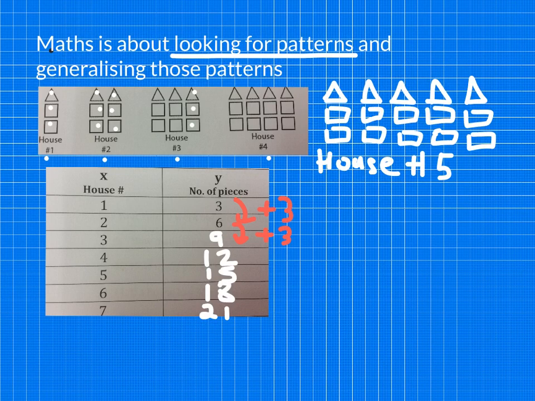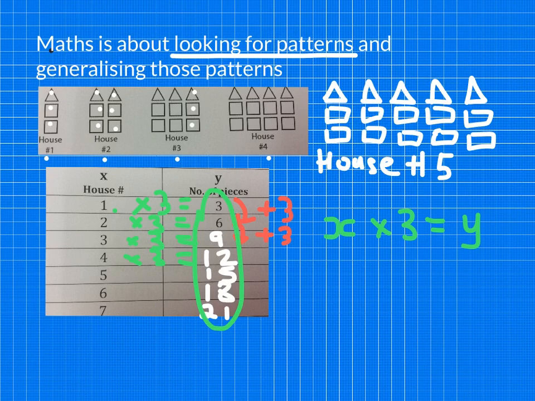We can also look at trying to find a rule which is going to take us directly from our house number to the number of pieces. House number 1, how do we get from 1 to make 3 and 2 to make 6? Each time we can multiply by 3. 1 times 3 equals 3, 2 times 3 equals 6, 3 times 3 equals 9, 4 times 3 equals 12. These numbers here are the 3 times table, 3, 6, 9, 12. And therefore, if we know the house number, which we'll call x, and we multiply by 3, we will end up with a number of pieces, which I'm going to call y.